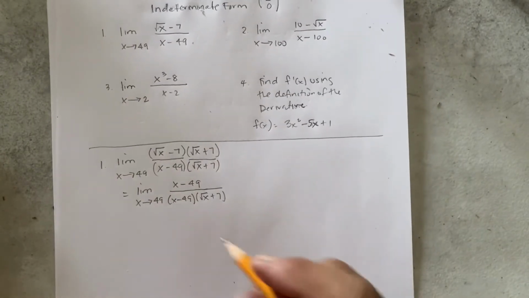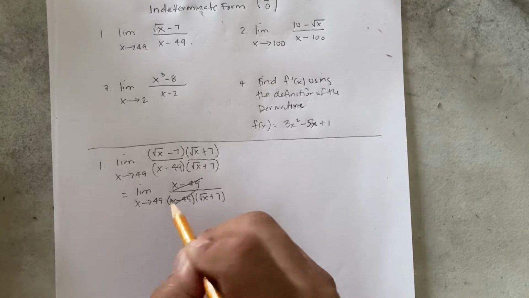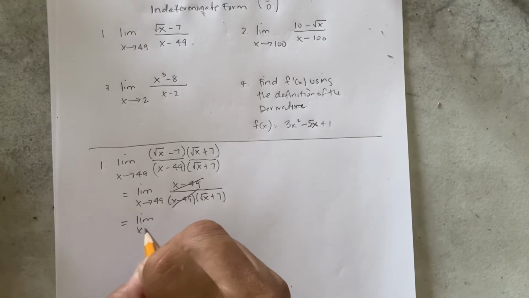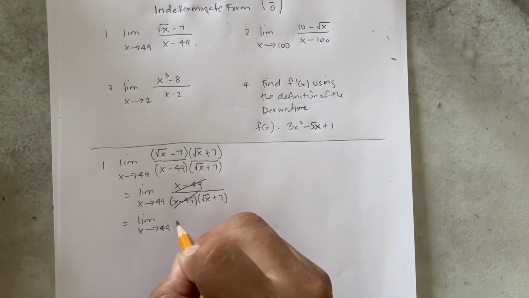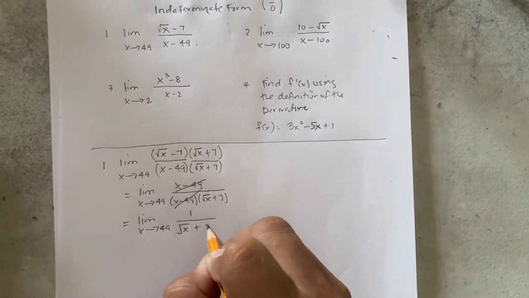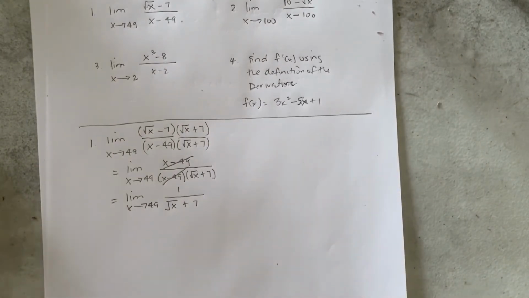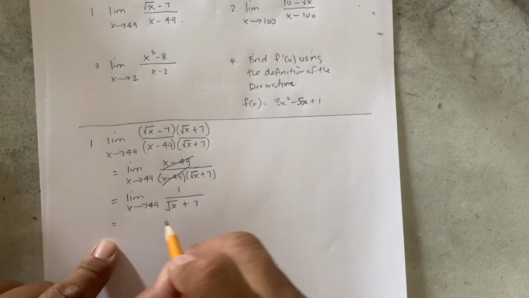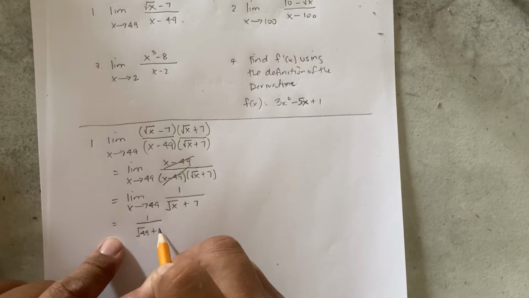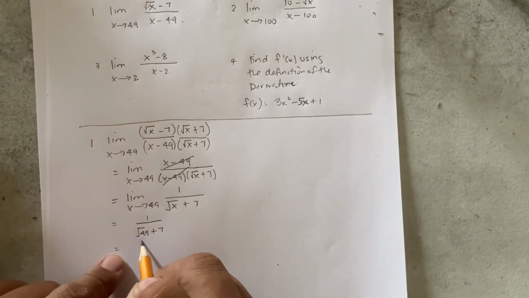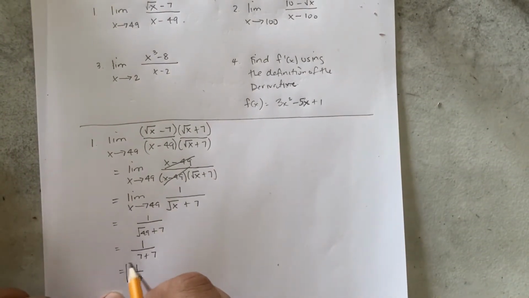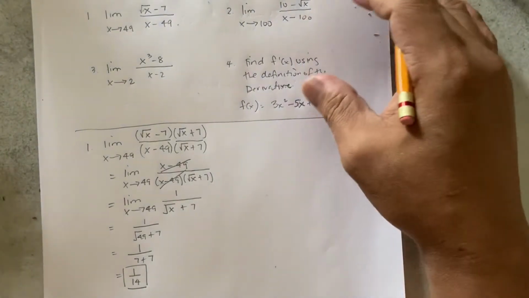Now I'm going to factor out, because x minus 49 and x minus 49 are in factored form. What we have here is 1 over square root of x plus 7. It's no longer indeterminate when you substitute in, so we can go ahead and substitute. Placing it in, square root of 49 plus 7 at the bottom gives you 1 over 7 plus 7, and your limit is 1 over 14 for the first one.